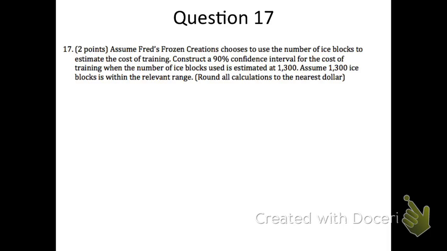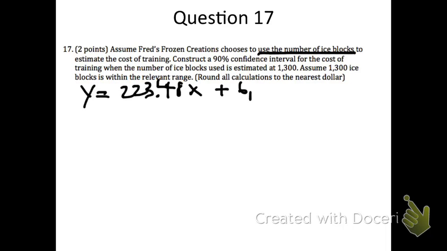Okay, number 17 is you are building a confidence interval, and now what we're going to assume is that the company uses the number of ice blocks. So the estimation equation for the number of ice blocks, if you look back on the equation, is $223.48 times the number of ice blocks plus $6,764.58.